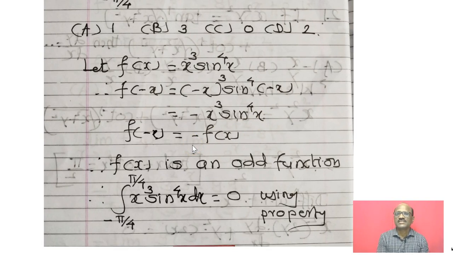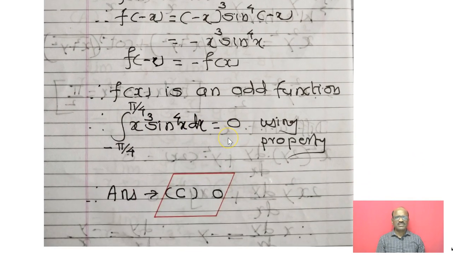That is, sine of minus theta is minus sine theta, and cos of minus theta is cos theta, and cos is an even function. Therefore f of x is an odd function. Therefore the integral from minus pi by 4 to plus pi by 4 of x cube sine of x raised to 4 dx equals 0, and 0 is the answer. Hence option C is the correct one.